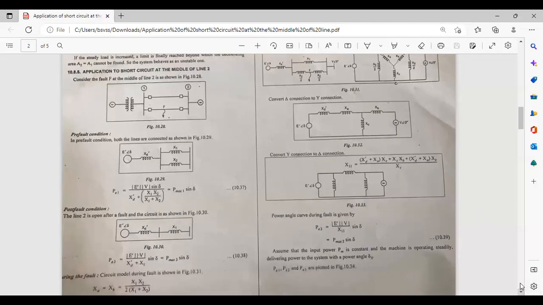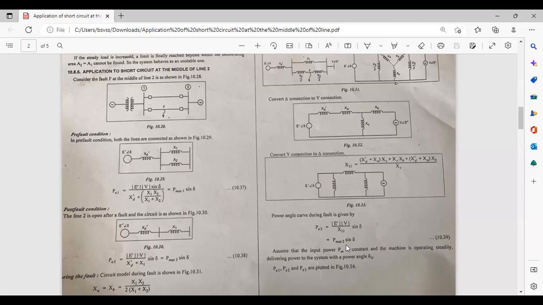Now from this we can write the output power for the second case, that is, during the faulty condition. So what is the output power? On the input side the voltage is E dash, on the output side the voltage is modulus of V, divided by the reactance X11, into sine del.